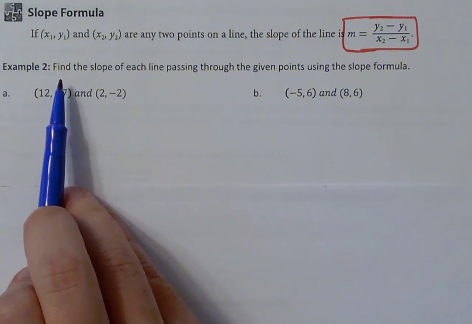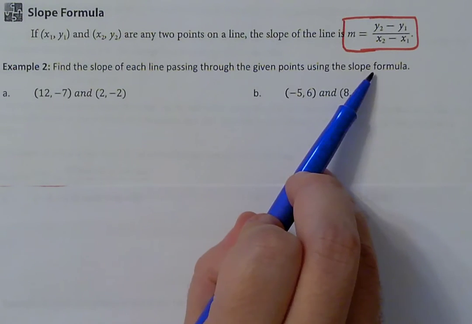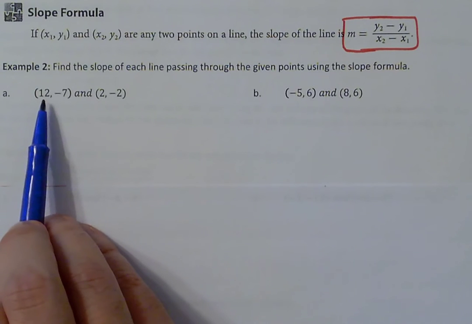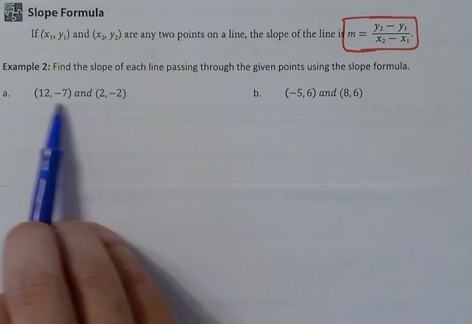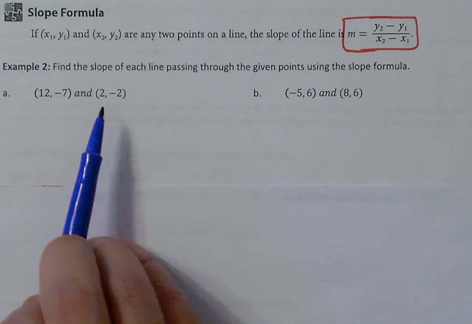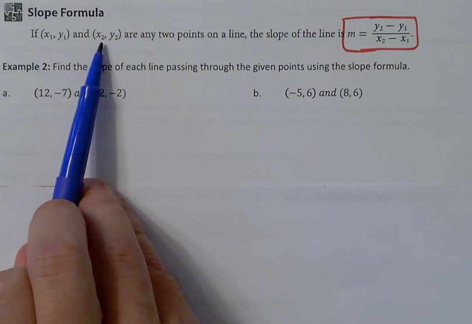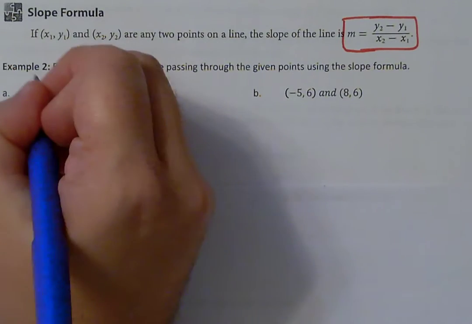Example 2 states, find the slope of each line passing through the given points using the slope formula. For example 2a, I have the points 12 comma negative 7 and 2 comma negative 2. So I need to find the slope between these 2 points. What I suggest you do first is identify your x1, y1 and your x2, y2, because it will help you when you plug it back in.